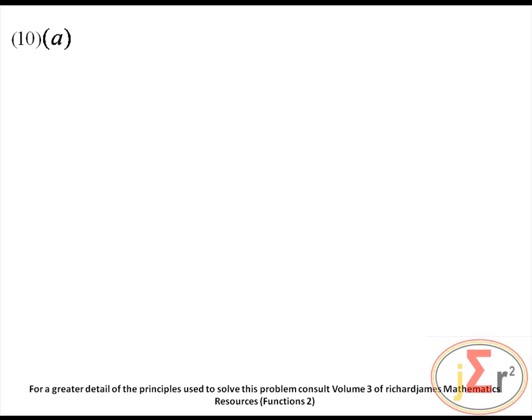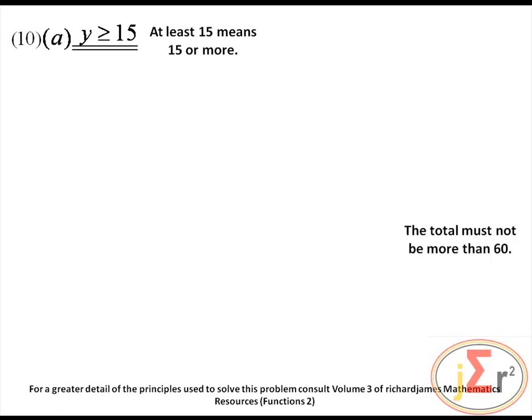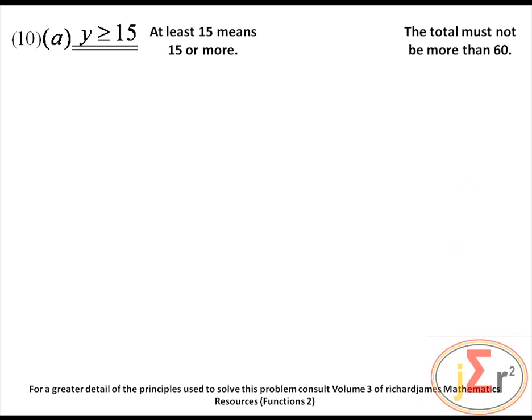Then we are required to write the inequalities to represent the other conditions that we have there not represented by an inequality. So we have each packet must have at least 15 silver stars. At least 15 means 15 or more. So y is greater than or equal to 15. The other one is the total number of stars in each packet must not be more than 60. So the total must not be more than 60. It must be less than or equal to 60.